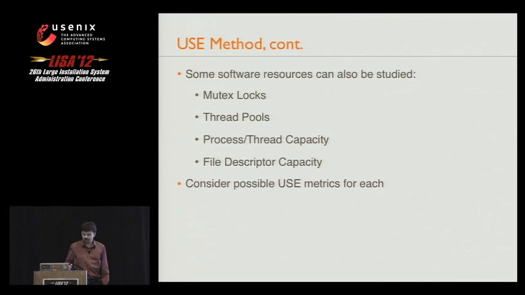You can also do some software resources. So mutex locks, thread pools, consider possible USE metrics for each. How would I define a mutex being utilized? Well, you could define it as the percentage of time it was held. That might be useful. Once that mutex is held approaching 90%, you can predict you're about to have a scalability issue. What about saturation for mutexes? Well, that could be the spins for adaptive mutexes. That might give you a counter for saturation.